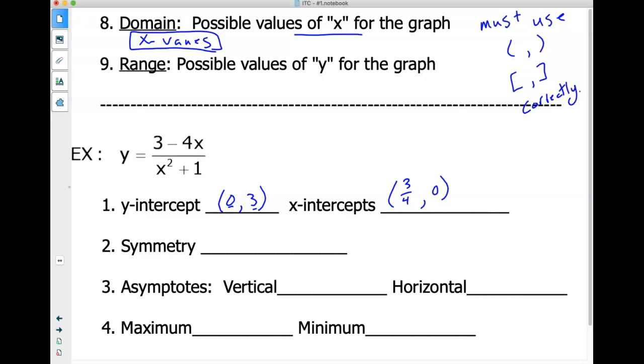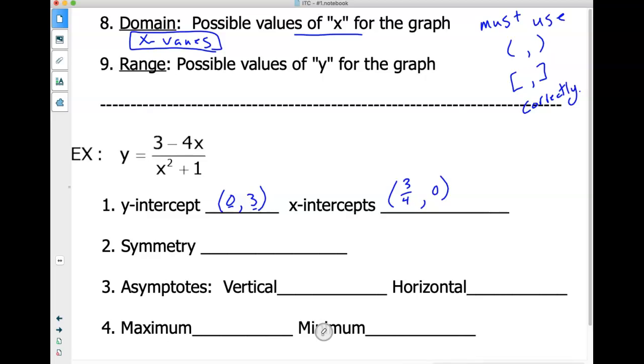Well, how do we do that? In a rational function, if you take the numerator expression, 3 minus 4x, set it equal to 0, and solve it, like if I add my 4x across, I get 3 equals 4x. You solve for x, x equals 3/4. That means if I put 3/4 in here, it outputs 0 for y. So that's how you algebraically find your x-intercept. Set the numerator equal to 0. Okay, we found that. Well, symmetry.